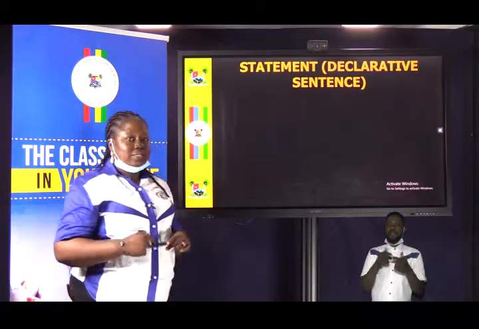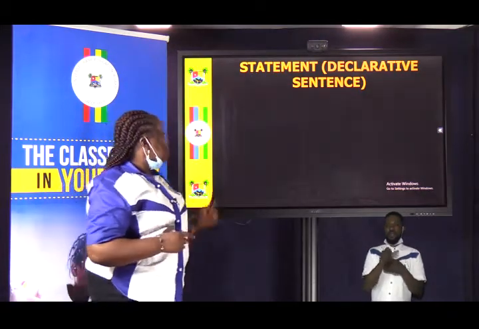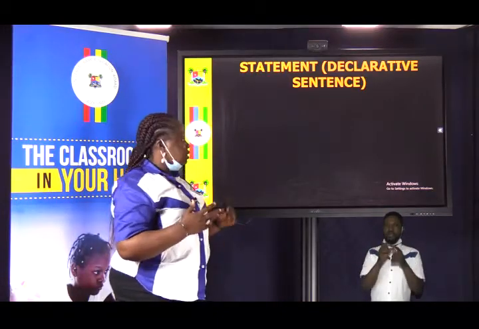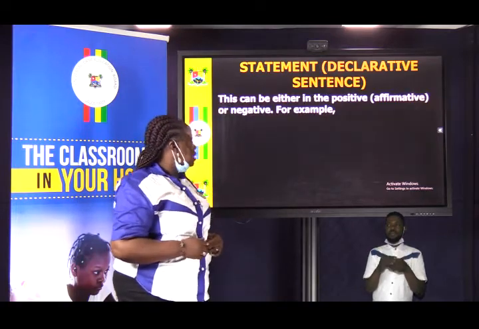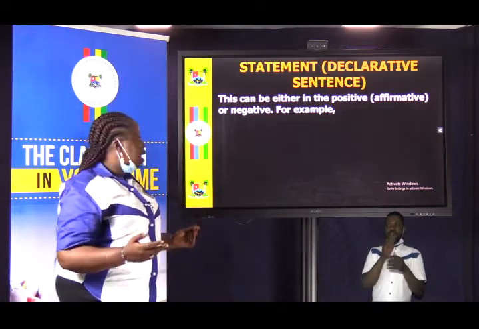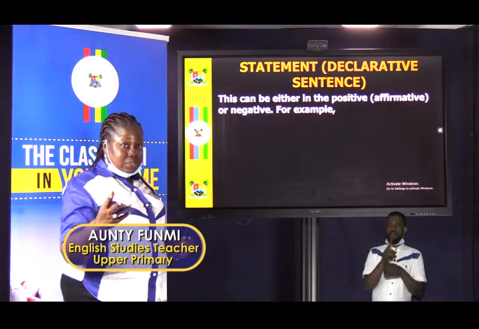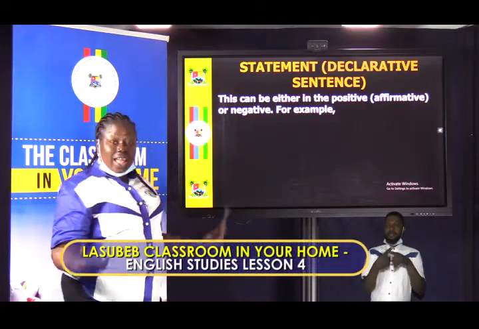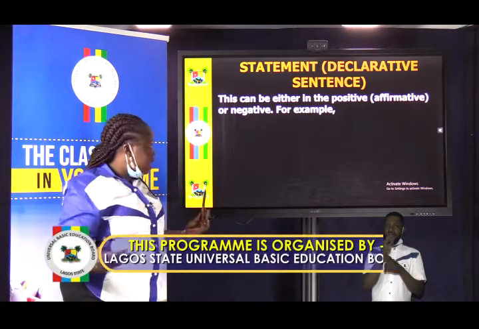Now let's look at these types of sentences one after the other. Statement, also known as a declarative sentence. Statement or declarative sentence. This can be either in the positive or affirmative. It means the same thing. It can either be in the positive or negative. It can either be in the affirmative or negative.